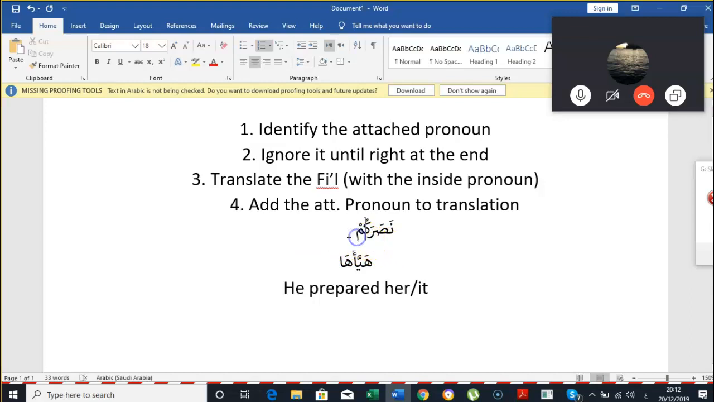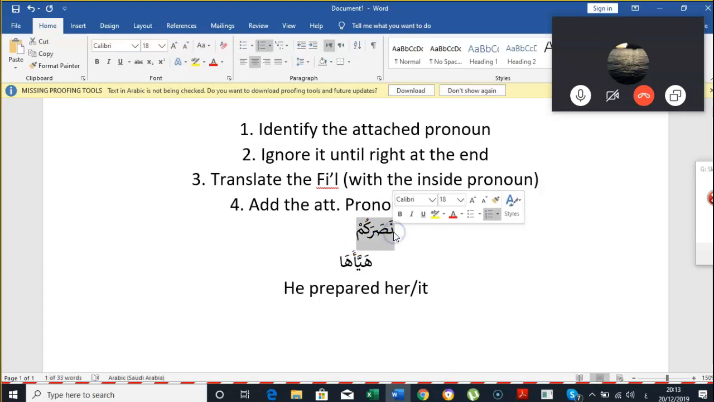Because you can see the actual pronoun itself here, you're going to jump to that. You're going to say kum, I know kum means all of you, and nasara is something to do with help, so all of you helped. That's how you're going to rush the translation, but you can't do that. You have to identify there are two words there. Ignore the attached pronoun first. Translate the fi'l by itself with the pronoun inside of it: he helped. Then kum, all of you. So never panic. Always go through the process. If you follow the rules, it'll be alright.